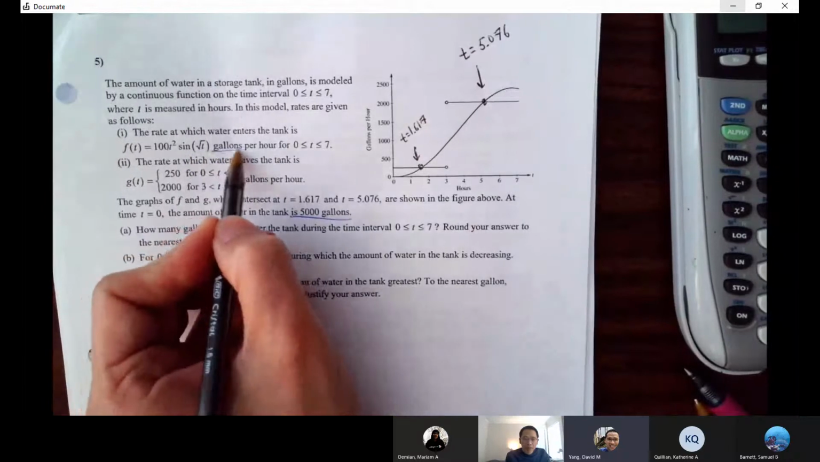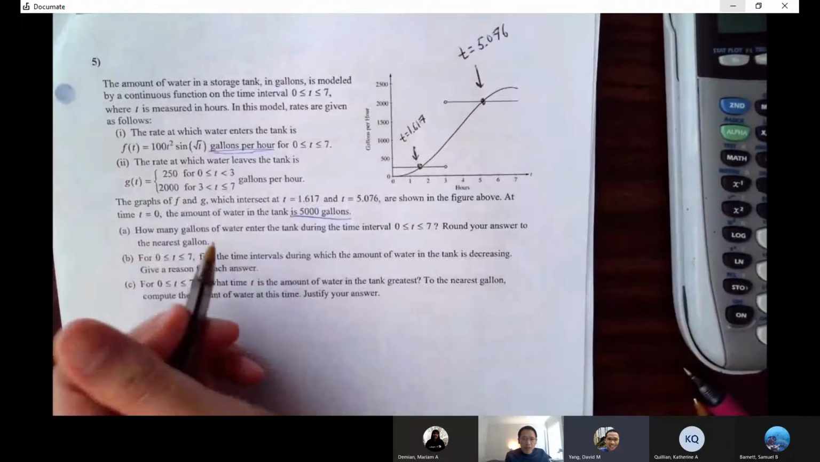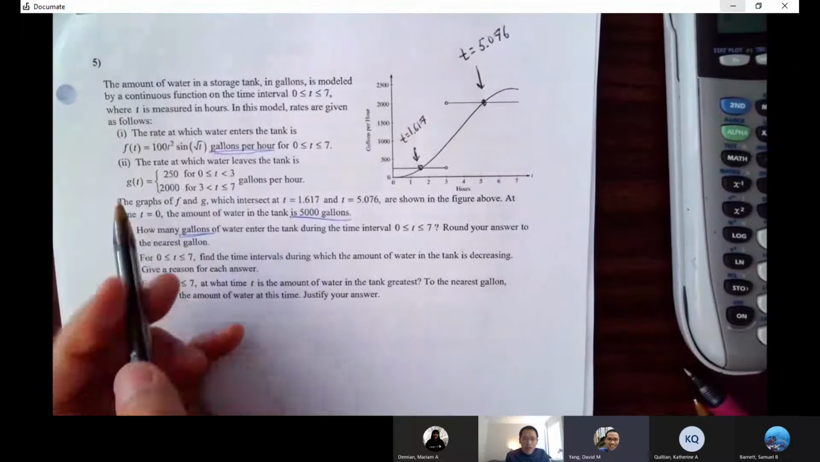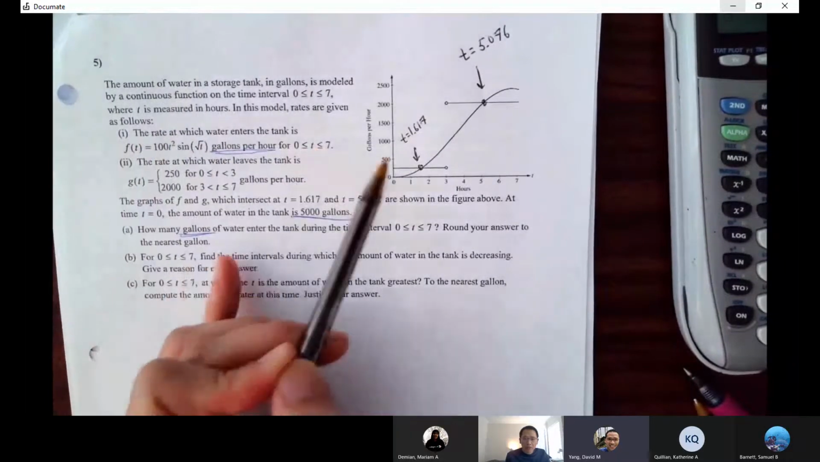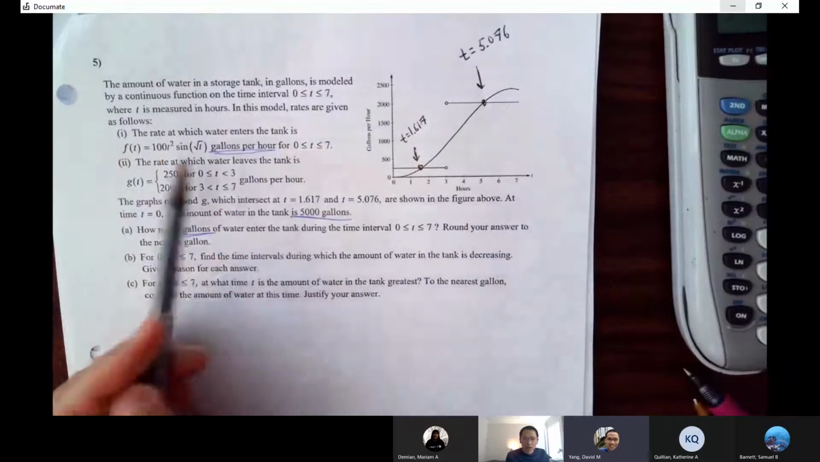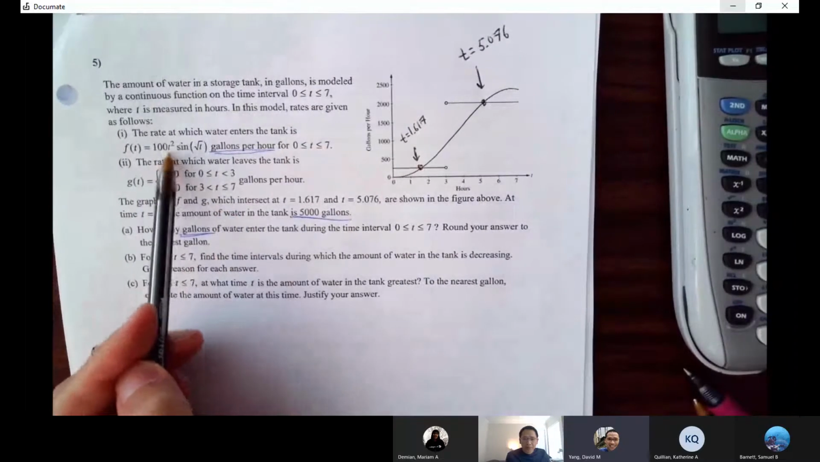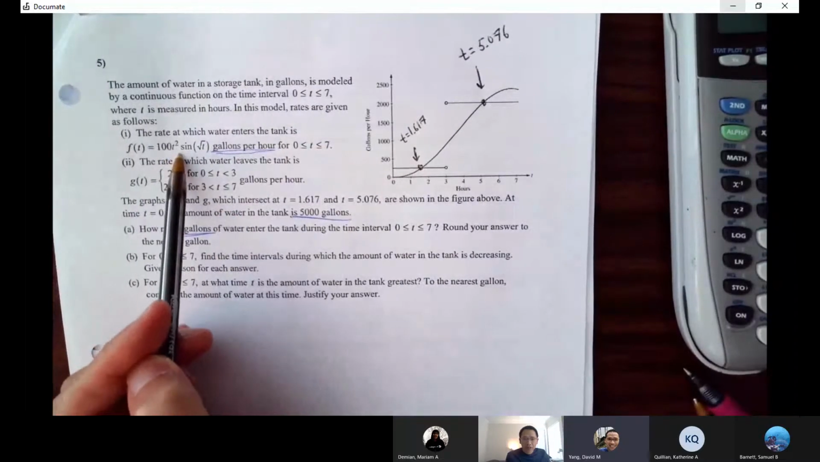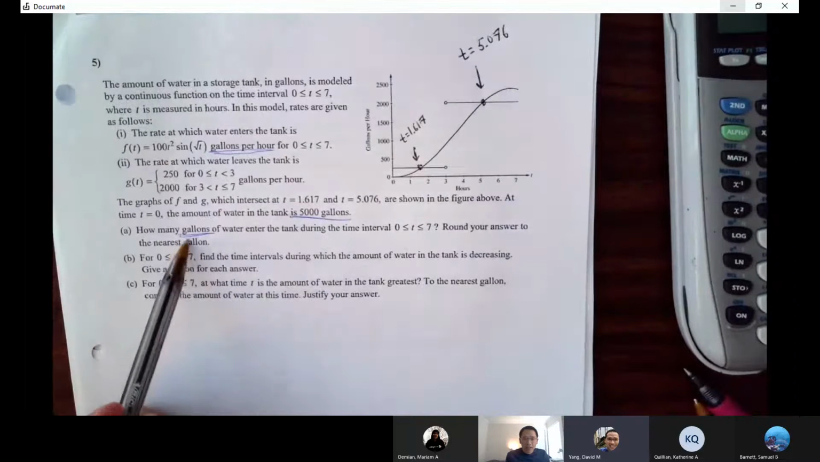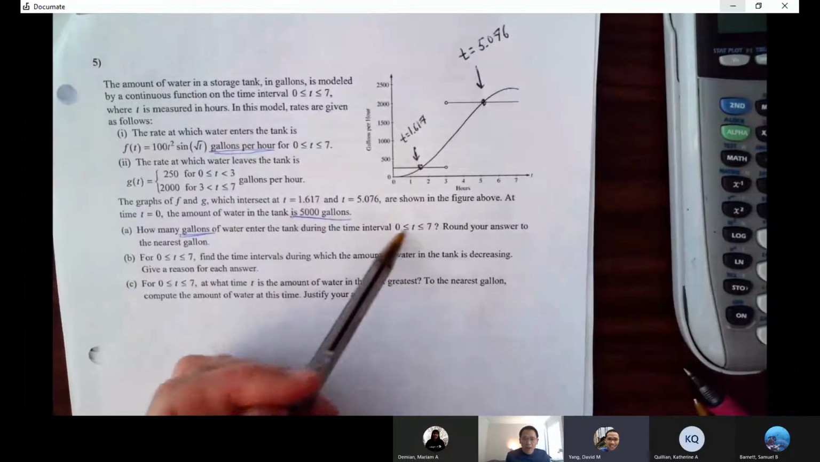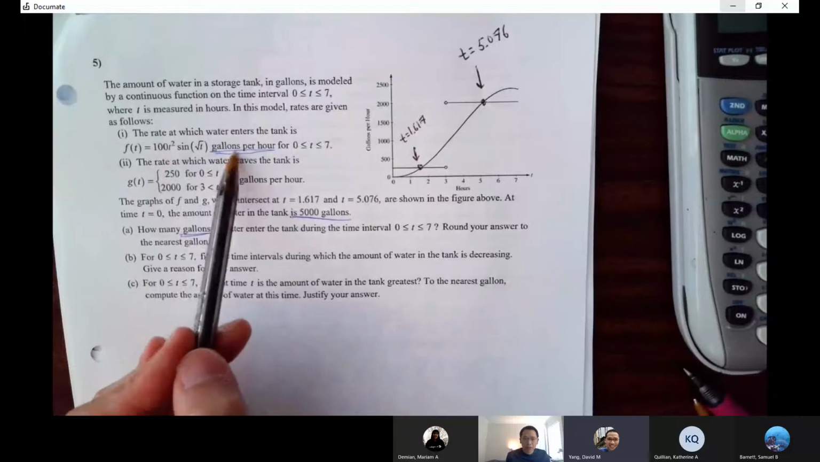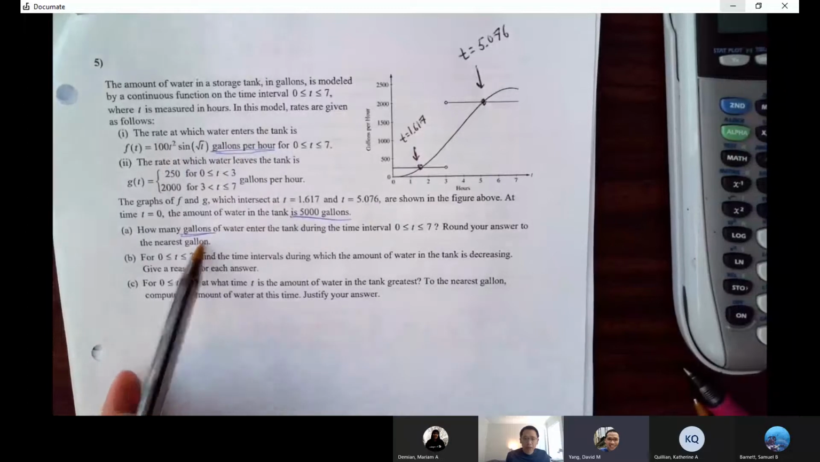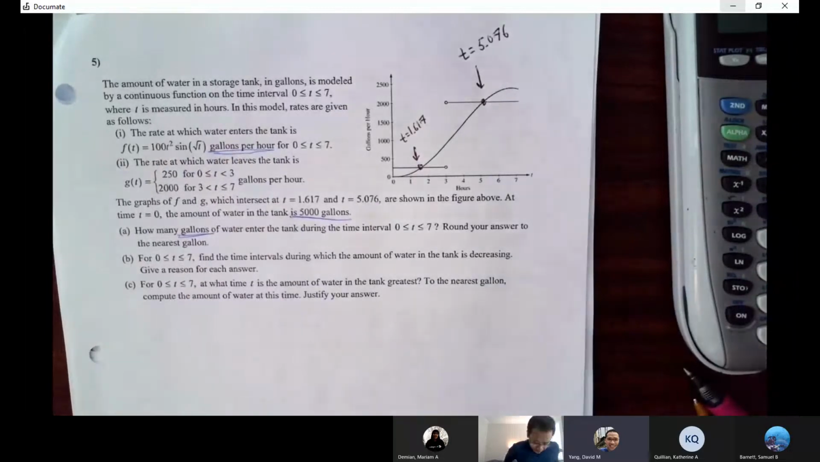So if I want to get from this gallons per hour to total gallons, I'm going to have to accumulate this rate over this period of time. Basically, I'm finding the area under this curve. So I'm going to have to find the integral of f of t over the 7-hour period, and that's going to tell me how much water has entered the tank in that time period. So I want to convert from gallons per hour to gallons, take the integral.